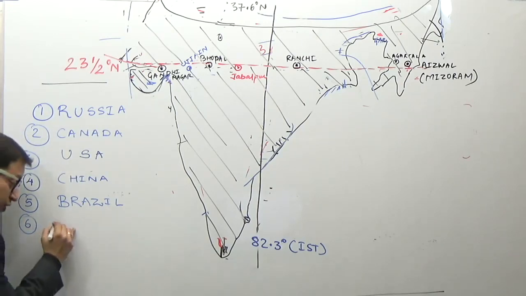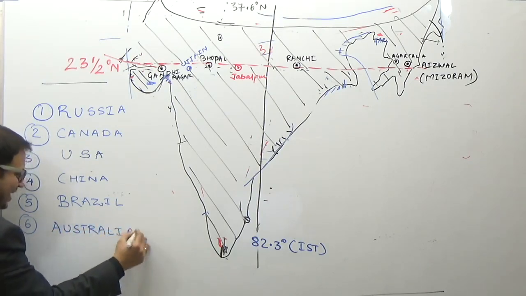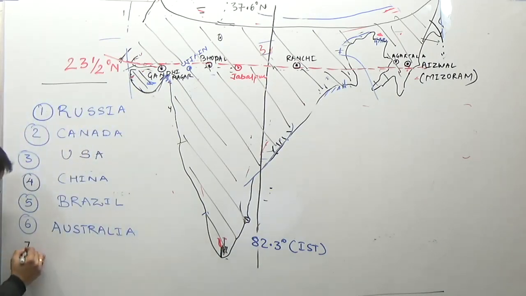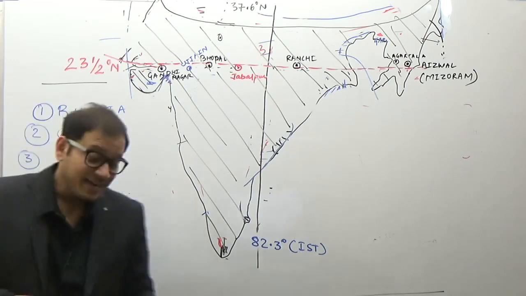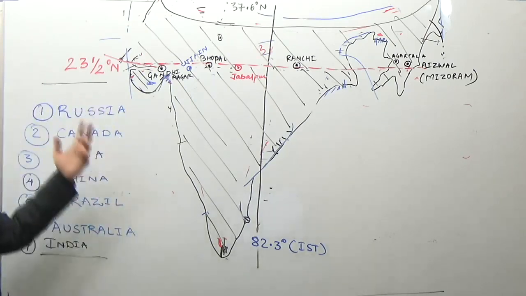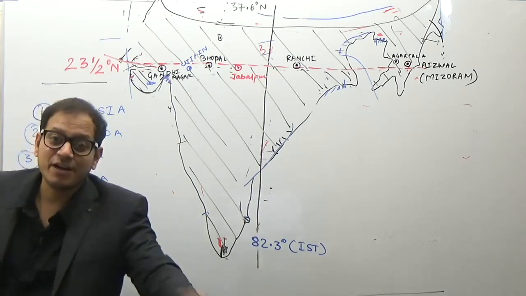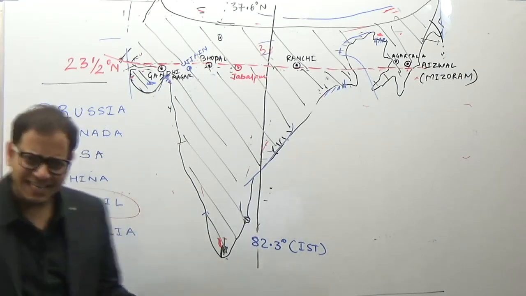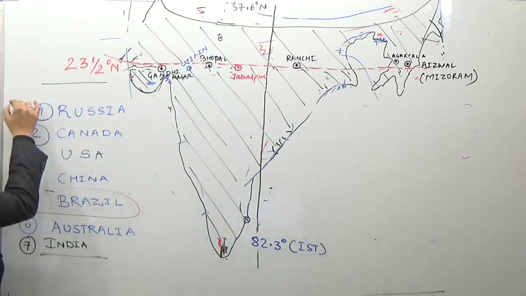Australia, which is also the smallest continent in the world. And no doubt the seventh biggest country in the world is our India. So India is the seventh biggest country in the world. And what are the countries which are bigger than India? Russia, Canada, USA, China, Brazil, Australia. Now remember one interesting fact of Brazil. Brazil is the fifth biggest country in the world by area as well as by population. While these are the countries biggest in the world by area.